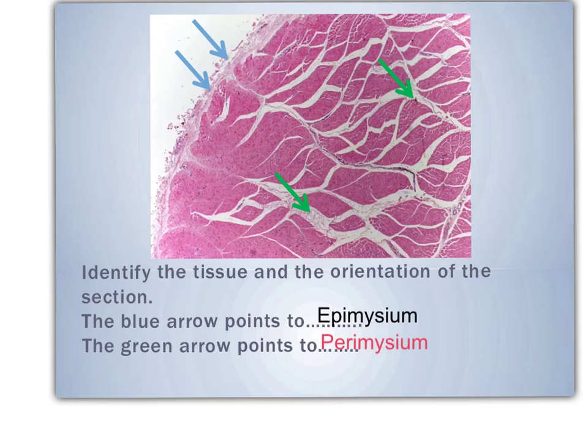Now let's start with this trial exam. In this picture, of course, it is evident that it is a transverse section in the muscle. Here in the section we have the blue arrow pointing to the connective tissue on the surface of the muscle. So it is the epimysium. Epi means above, mysium means muscle. And then we have this broad connective tissue surrounding the bundle. It is the perimysium. So the green arrow points to the perimysium.